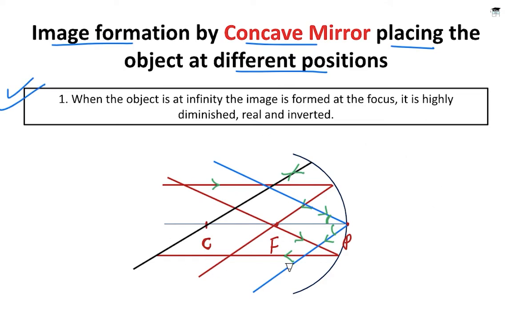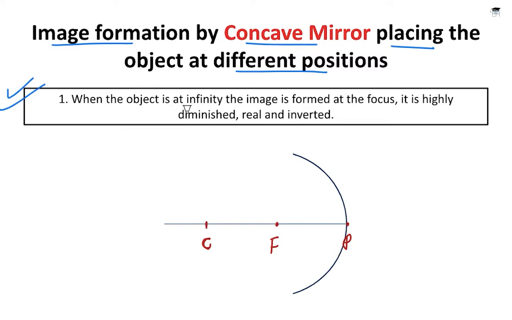So these were the 4 cases that we studied, and we are going to use any 2 cases out of these 4 cases when we are going to study different cases of concave mirror. Okay, we are going to choose any 2 out of these 4. Okay, so let's begin with our first case. The first case is when object is at infinity.